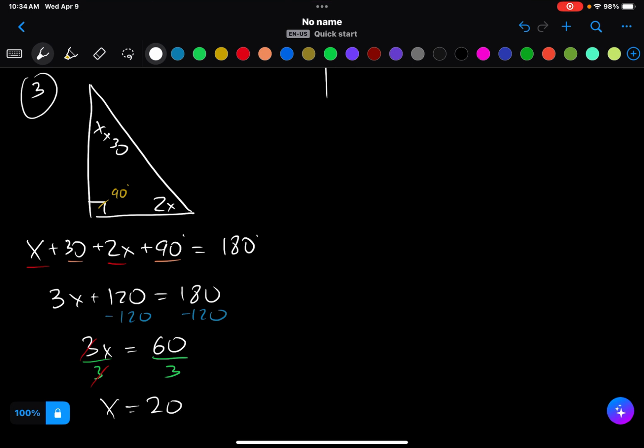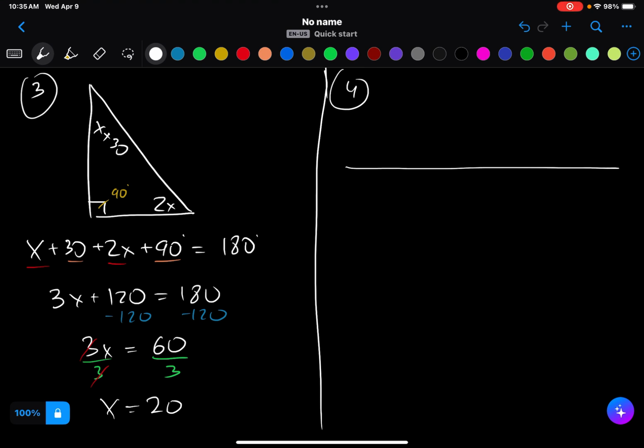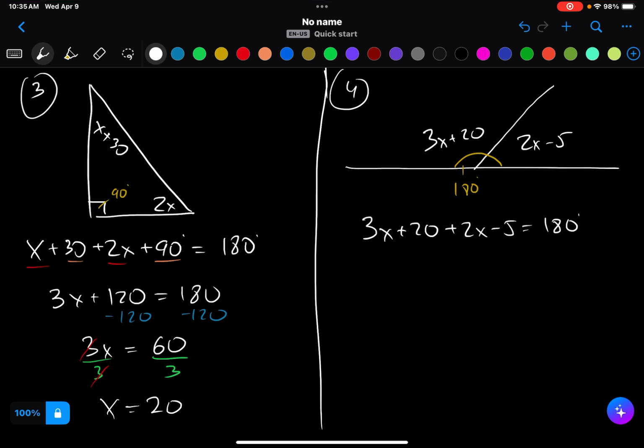So that's number 3. So for number 4, we have here something slightly different, but not really. You have a straight line that's a 180-degree angle, right? So a straight line is a 180-degree angle that's being split into 2, and the 2 are 3x plus 20 and 2x minus 5. So these are a supplementary pair. They will add back up to 180 degrees. So let's add them up and set them equal to 180 degrees, because they add up to that.